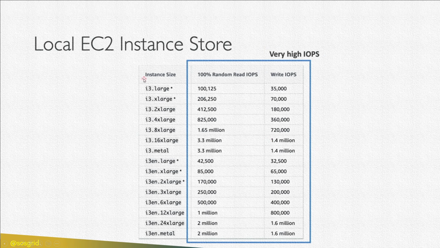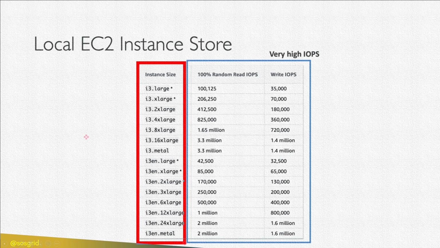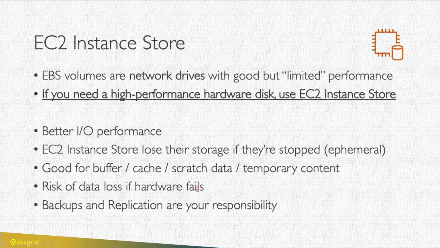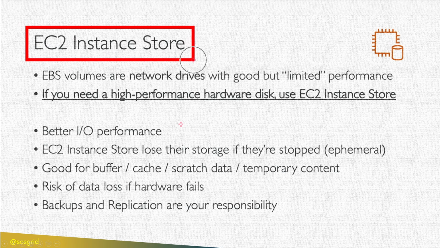If you're getting an EC2 instance, you will probably see a lot of these instance sizes. These instance sizes list their IOPS, their input or output operations. We are not going into hands-on or practical in this, but just know that another type of storage exists called the EC2 instance store, and it's a high performance hardware disk, used for storing temporary content.